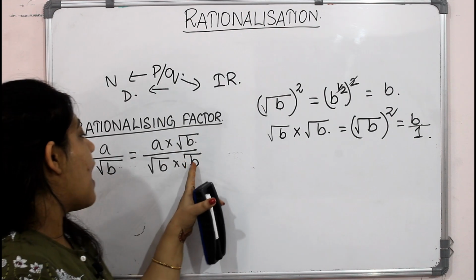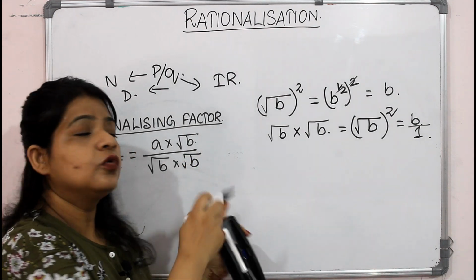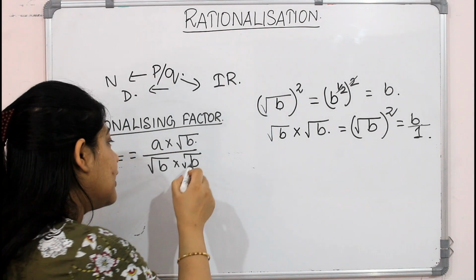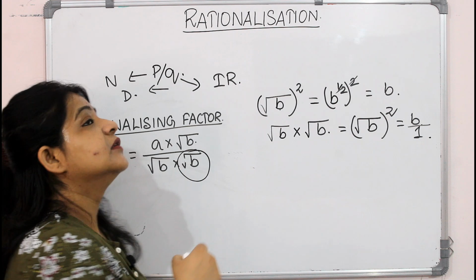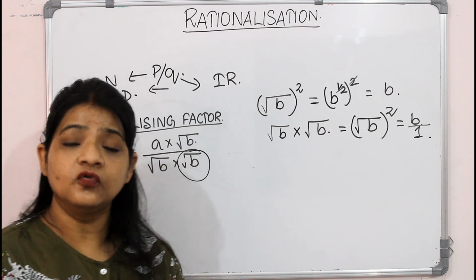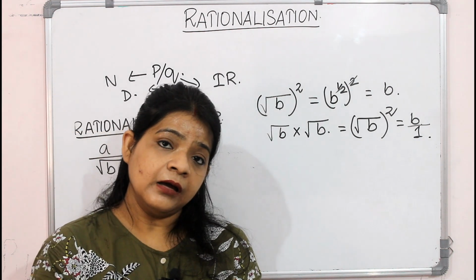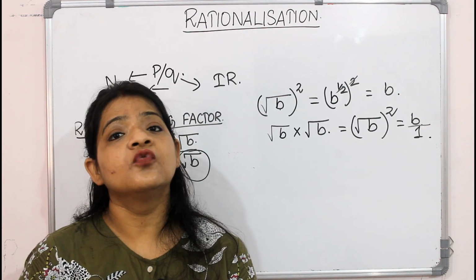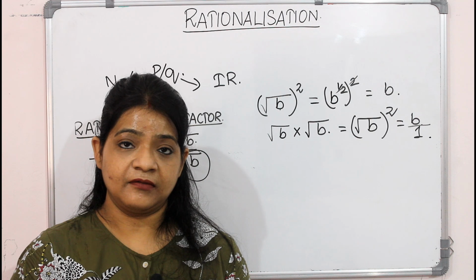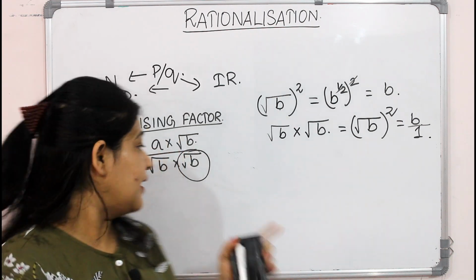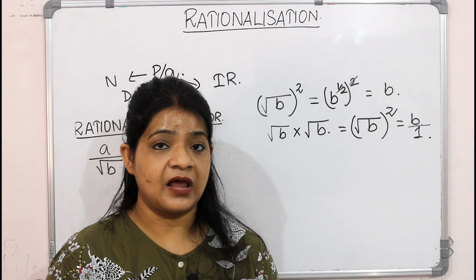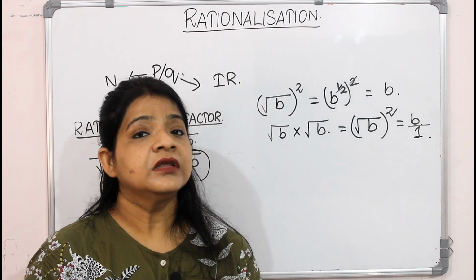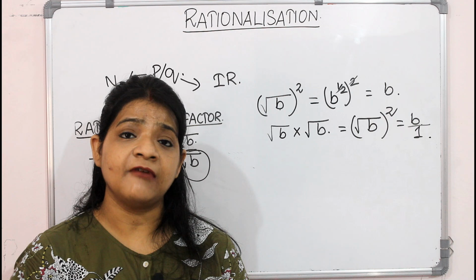Okay, so you are multiplying by root b to convert the denominator into a rational number. The number that you are multiplying by to convert the denominator into a rational number is known as the rationalizing factor. Like root b is the rationalizing factor over here. So this is the concept of rationalizing factor.